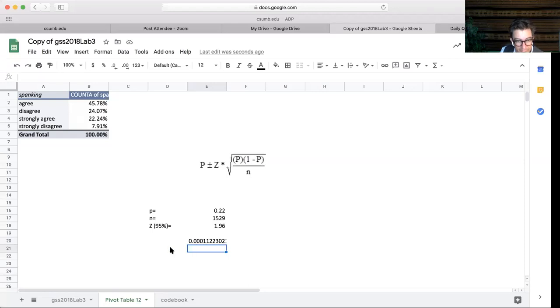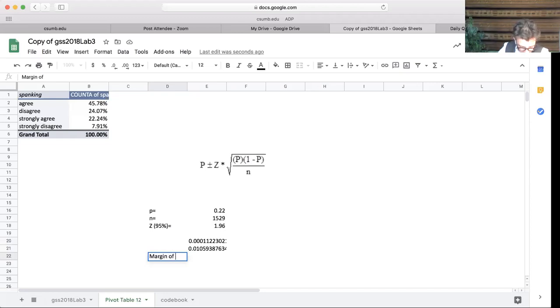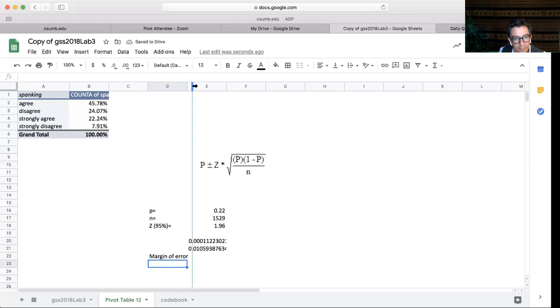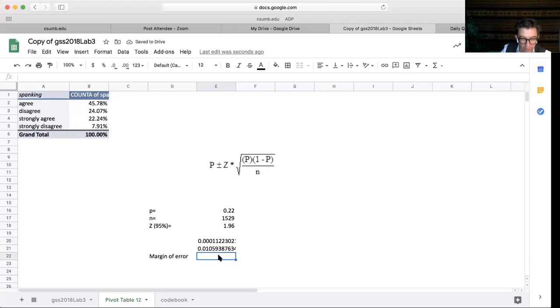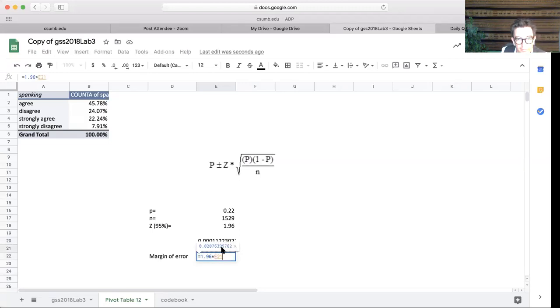Now we're going to get the square root of that. To do that, we just go equal SQRT, and that will take the square root of anything. And we want the square root of that number there. So the square root is a little bigger now. Now we have that part of the equation. Now we need to multiply it by z. And remember, this part of the equation, the z times the square root of all this, gives us the margin of error. So we need to multiply 1.96 times this. So the margin of error is 0.02.